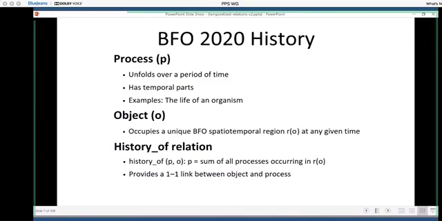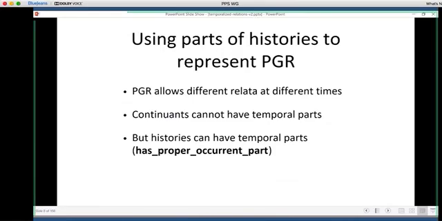Now, some background. We have processes, we have objects, and then we have one big process, which is called the history of an object, which is just the sum of all the processes occurring in that object over time. So the history is the biggest process in which you participate. There is one history for every object and one object for every history.